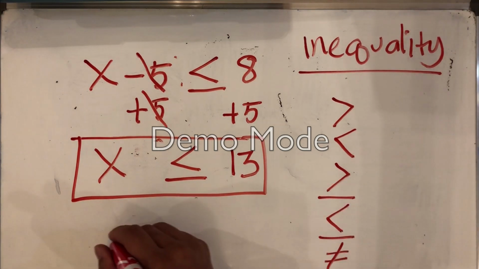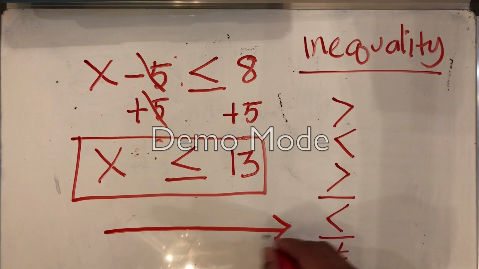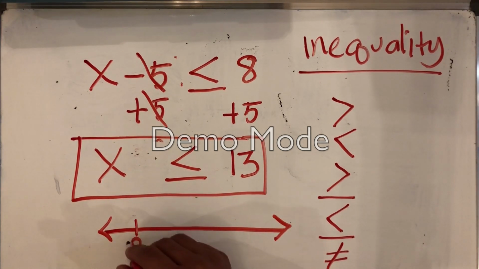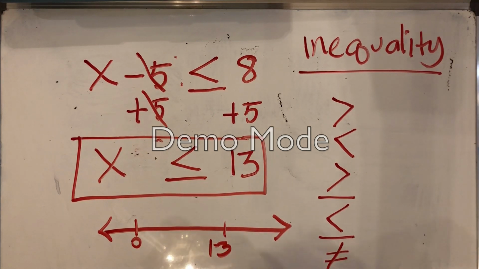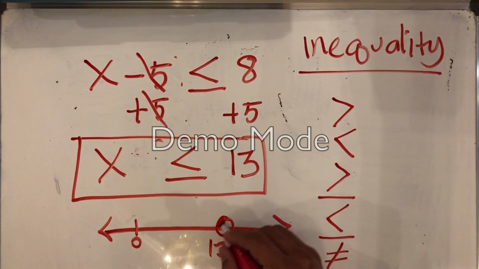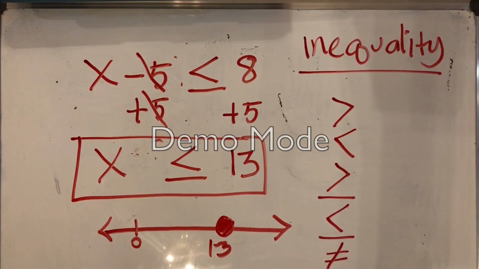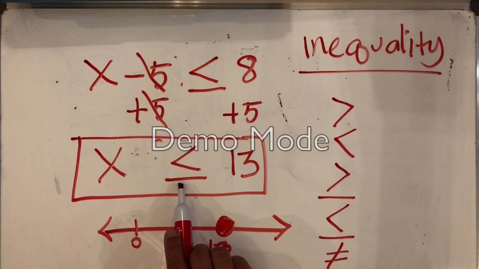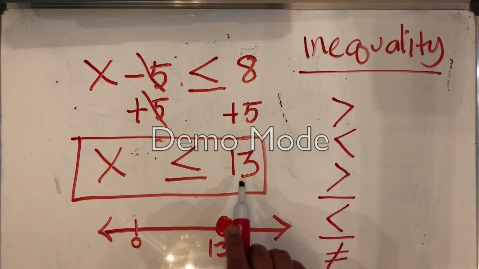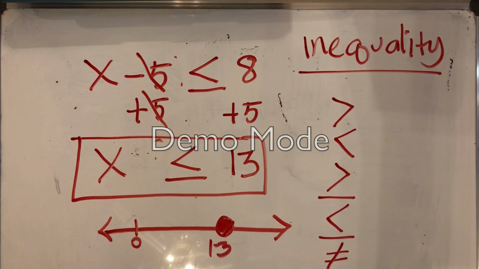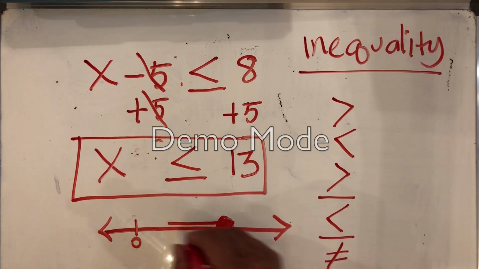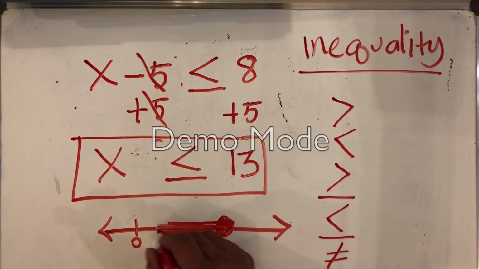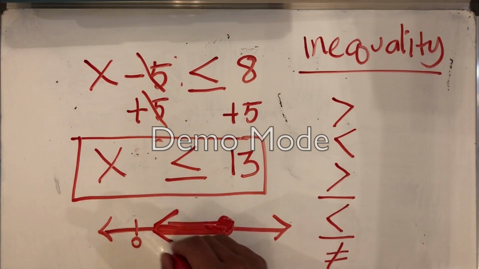How do I graph this? Very simple. If I have a graph over here and I have probably 0 over here, I have 13 over here. I will put a closed circle. Closed circle because this is a less than or equal to, meaning that 13 is part of the solution. And then the arrow goes to this side, since x is less than 13. Then I put an arrow over there, and that's it.